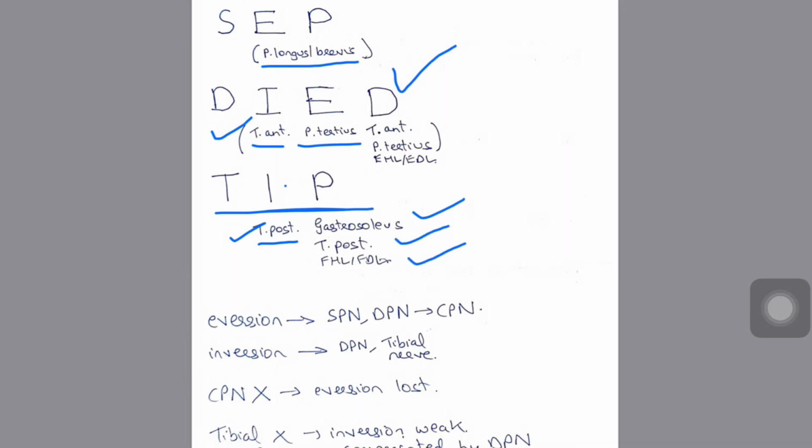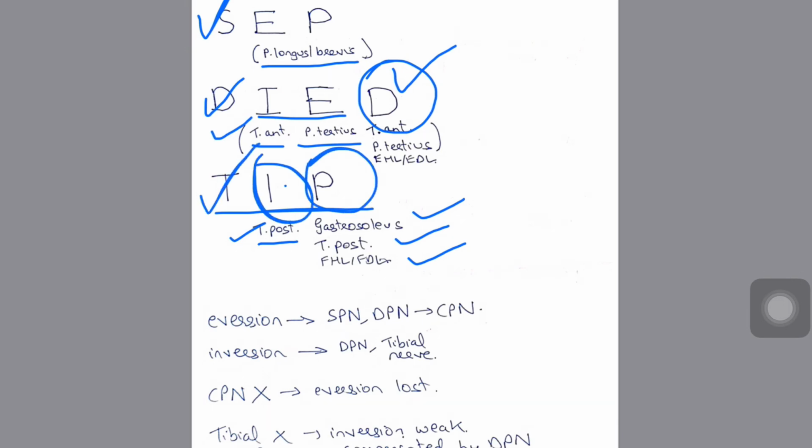Okay, so SEP, that is superficial peroneal nerve, causes plantar flexion and eversion. Deep peroneal nerve causes dorsiflexion mainly, additionally causes inversion and eversion both. And tibial nerve causes plantar flexion and inversion. Okay, so the thing we deduce out of this is eversion is caused by superficial peroneal nerve and deep peroneal nerve both, and that is the common peroneal nerve.